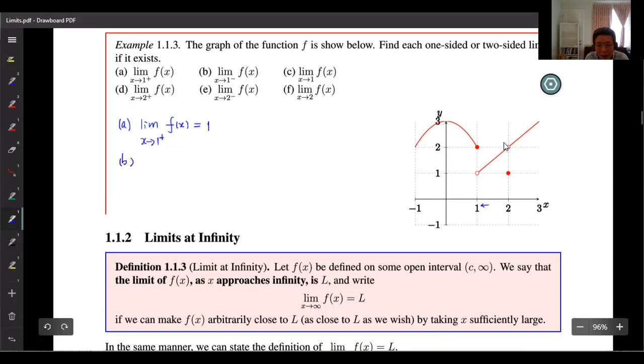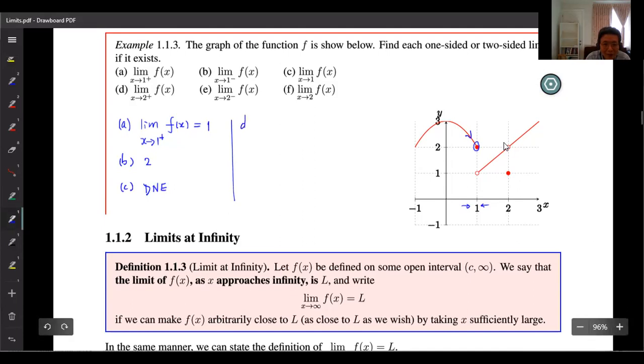B: the left-sided limit from 1, we can see is 2. It's 2 from this side. C: the two-sided limit, of course, does not exist because the one-sided limits are not the same. We don't say undefined, we say does not exist.